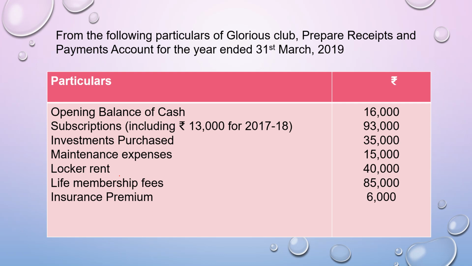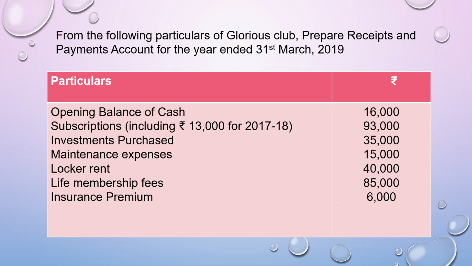Locker rent, probably this is a club that maintains a locker facility where the members can come and keep their items. So it is collecting rent on that. So locker rent is an income of the NPO, that is of this Glorious Club. So this is a receipt. Life membership fee has been received from the members, 85,000 during the year. Insurance premium, the club has paid insurance premium. So this is a payment.